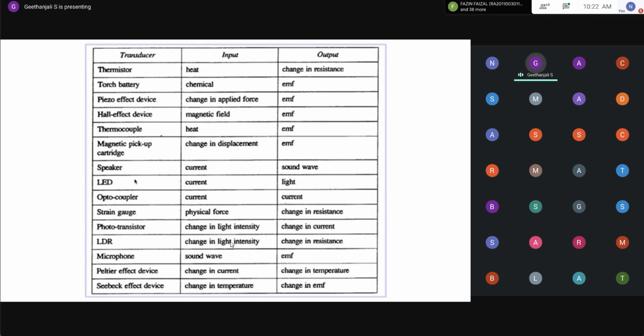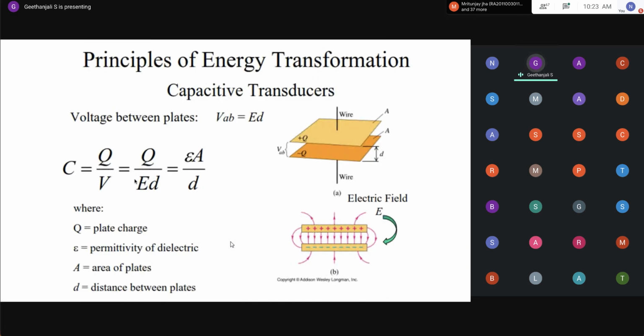Next LDR, light dependent resistor. LDR means light dependent resistor, it is abbreviated as LDR. The input is change in light intensity, the output is change in resistance. So next one is the microphone. Here the input is sound wave, the output is EMF. Then Peltier effect device. Here the input is change in current, the output is change in temperature. Next one is Seebeck effect device. The change in temperature is converted into the change in EMF. So this is the principle of energy transformation for the capacitive transducers. If you go through this slide, I will explain in detail.